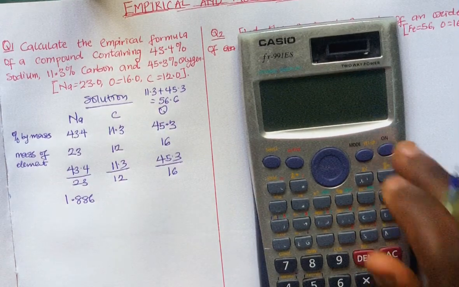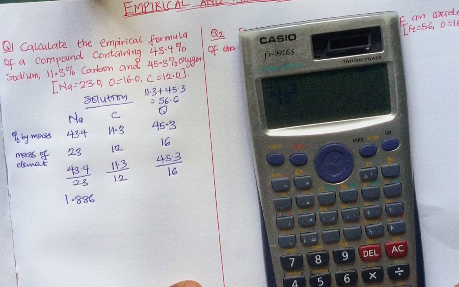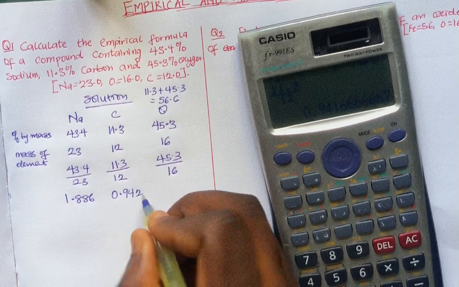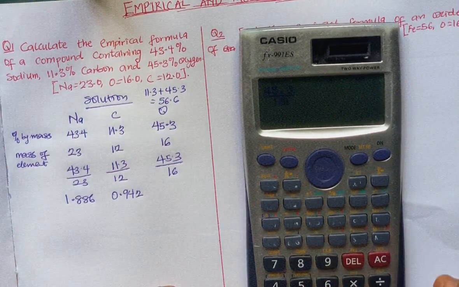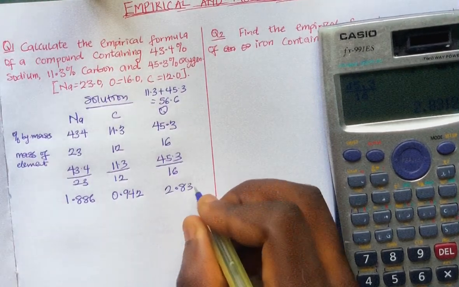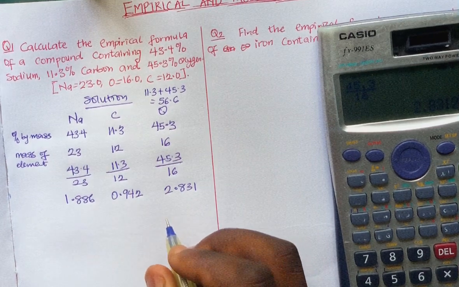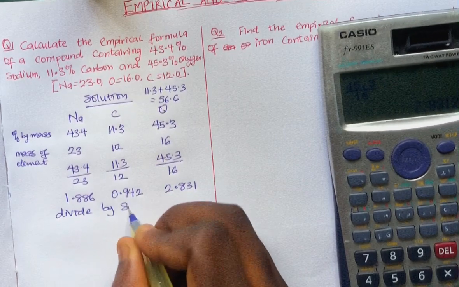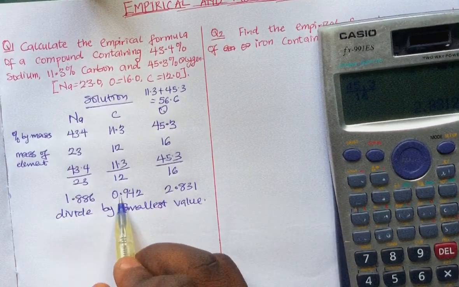1.886. Then 11.3 divided by 12 is 0.942. The last one, 45.3 divided by 16, gives us 2.831. So now the next thing is to divide by the smallest value, since we are after the simplest ratio. The smallest value here is 0.942.